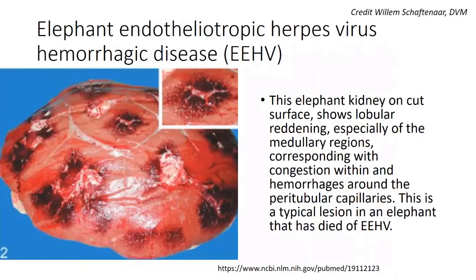Another one, the most prominent, according to Willem, is in the kidney. The kidneys show lobular reddening, especially in the medullary regions, corresponding with congestion within and hemorrhage around the peritubular capillaries. This is the typical elephant that died of EHV. This is from a collection of photos from the cases.